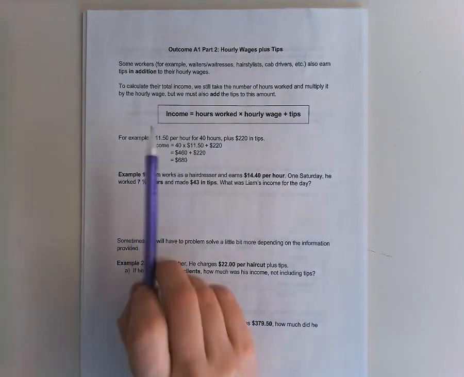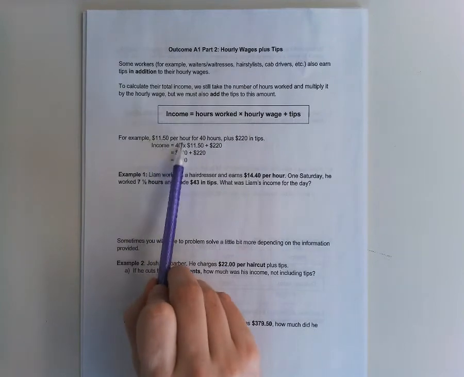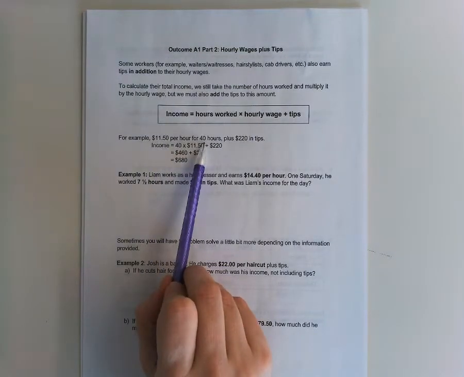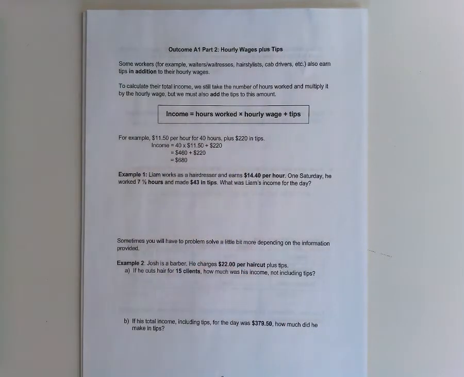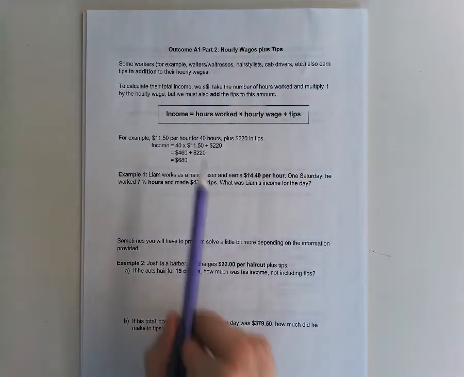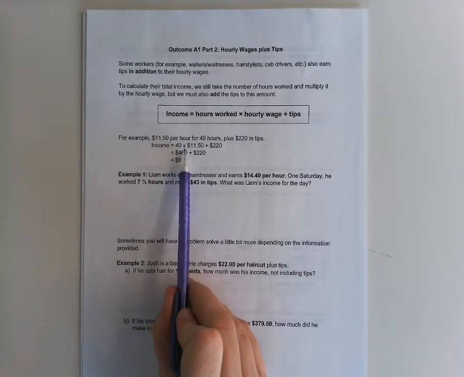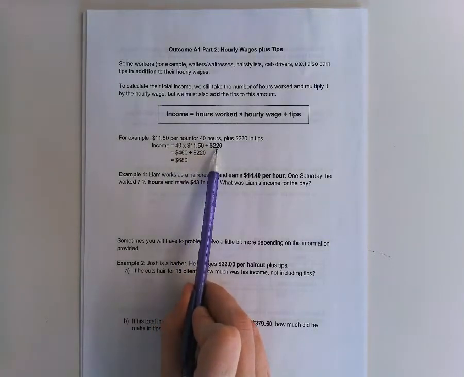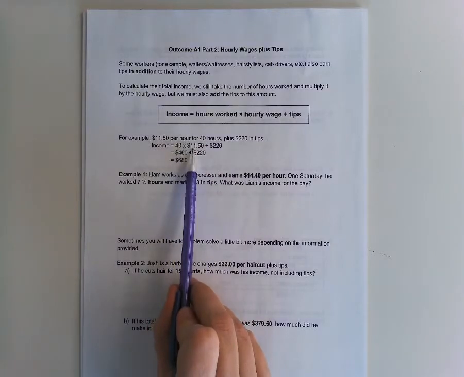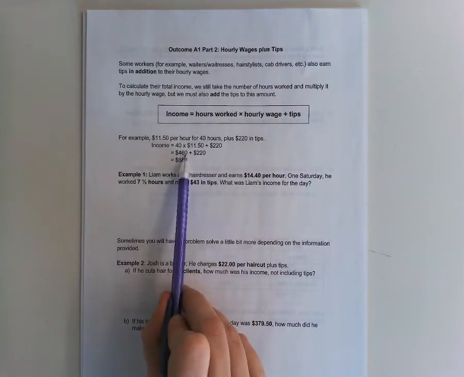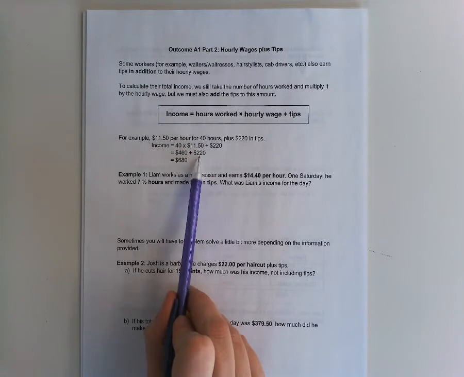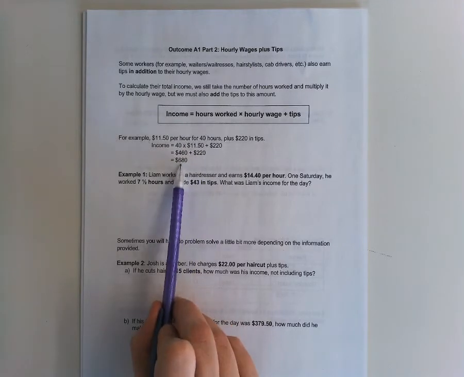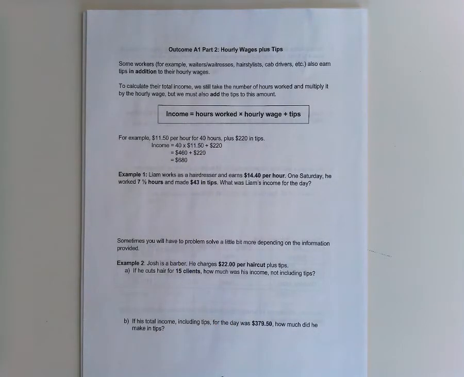So for example, if you earn $11.50 per hour and work 40 hours, plus get $220 in tips, in order to calculate your income, you're going to do your hours worked times your wage, and then just add on the tips at the end. So here, 40 times $11.50 is $460 plus $220. So the total income would be $680.